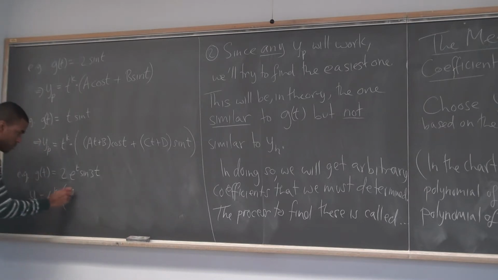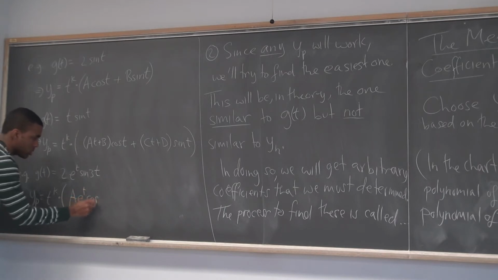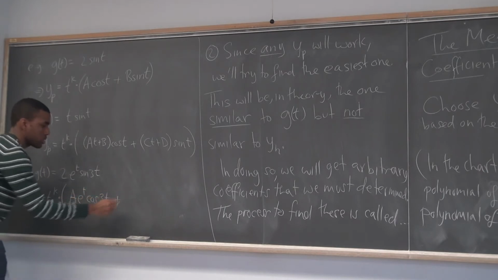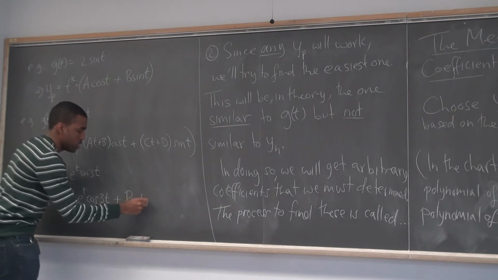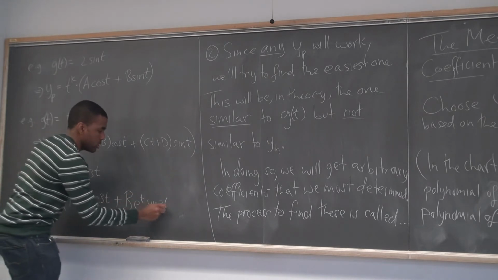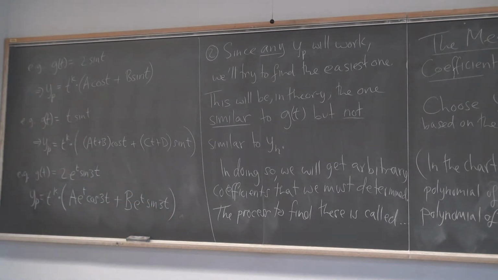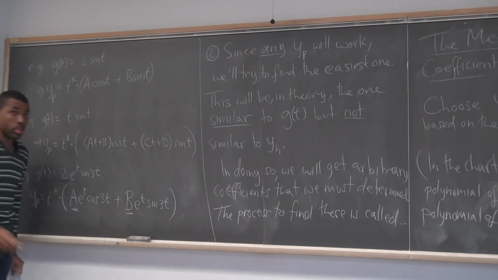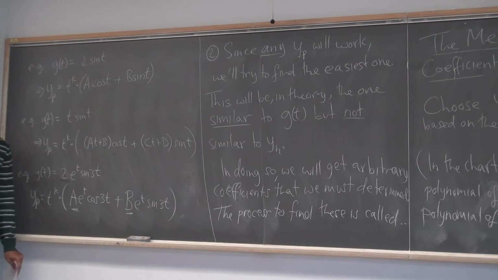Just a constant, a e to the t cosine 3t plus b e to the t sine 3t. We're sort of seeing how this works. We're just taking all the pieces and making them as general as they can possibly be, and then put those in a general form. These guys that show up, this a and this b, those are the undetermined coefficients that we're going to have to figure out.